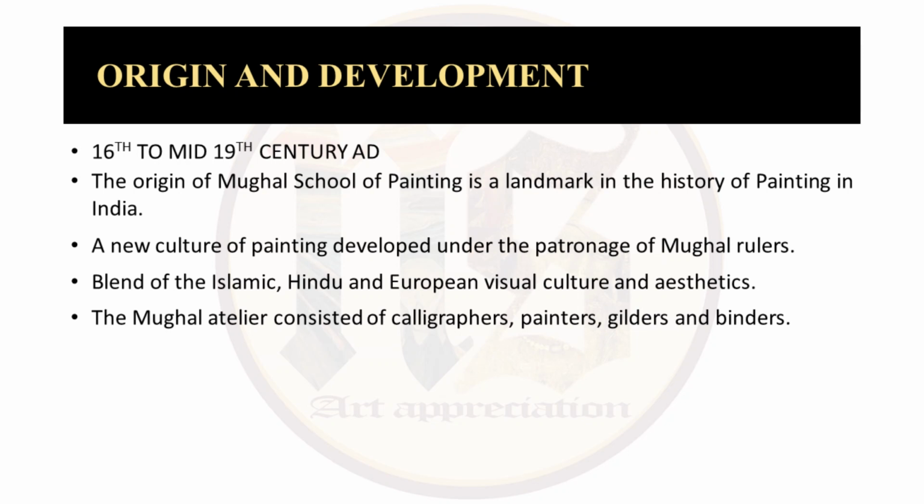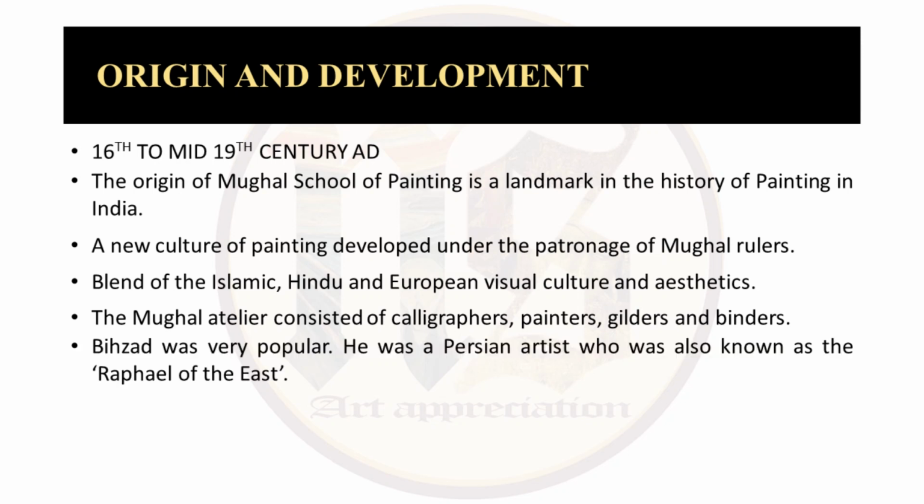Their art was a blend of Islamic, Hindu, and European visual culture and aesthetics. The Mughal ateliers, the Mughal workshops, consisted of calligraphers, painters, gilders, and binders. Calligraphers were the persons who used to write, and calligraphy in Islam is considered to be of great value. Painters were also given a lot of importance. Gilders are the people who work in gold leaf, and there were binders who used to work with manuscripts.